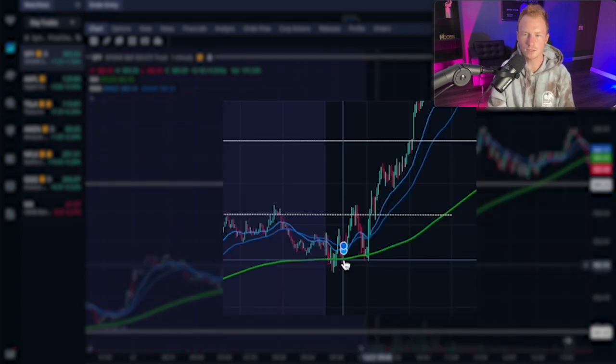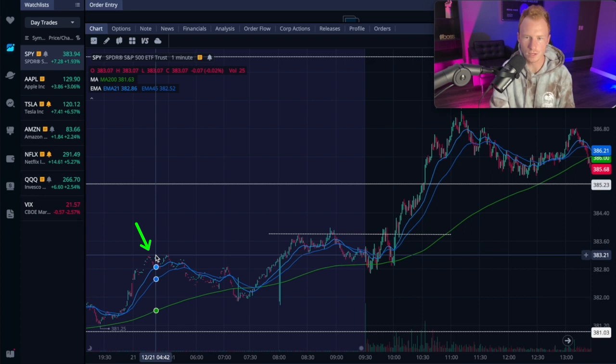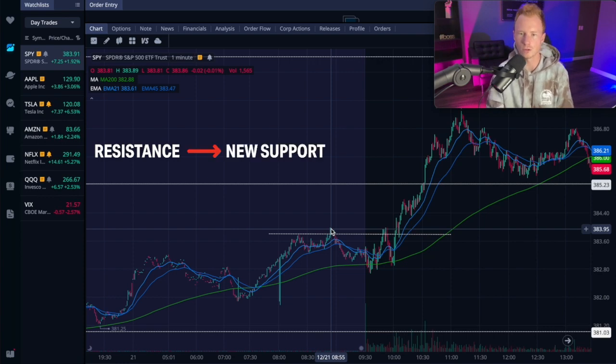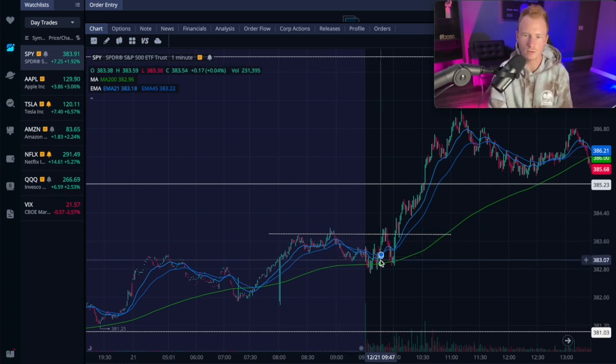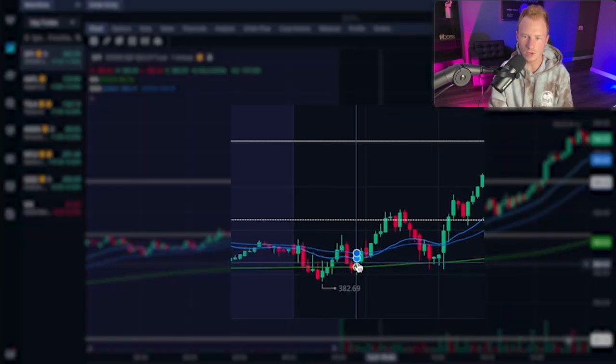One of the reasons I entered right here was you can clearly see that there was a resistance in pre-market here. And after we broke this level, what happens to resistance? Well, usually resistance becomes the new support, right? So this is the intraday support we're watching right here on the open, right? And as you can see, I took my trade right here.